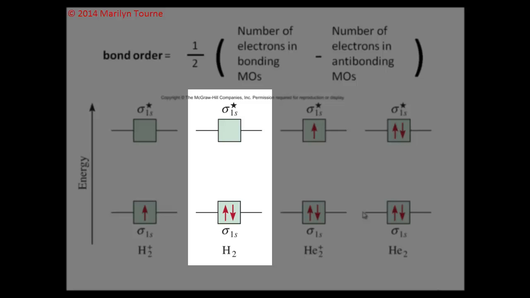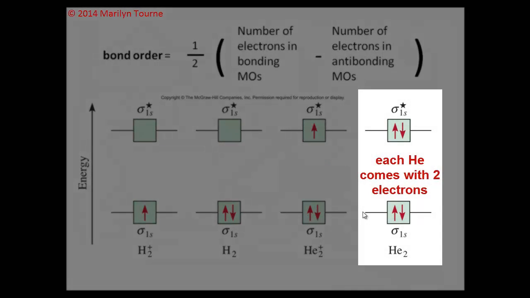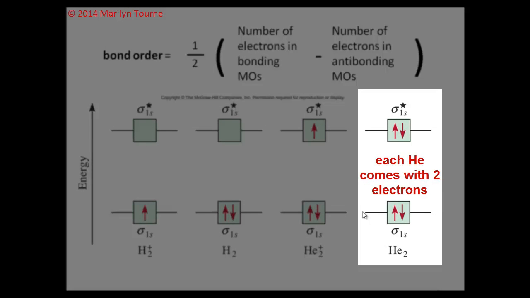Your next example is your helium ion, which of course has a total of 3 electrons. You've put the first 2 on the bottom, and that third one goes on the top, the sigma 1s anti-bonding molecular orbital. The fourth one is your regular diatomic helium.